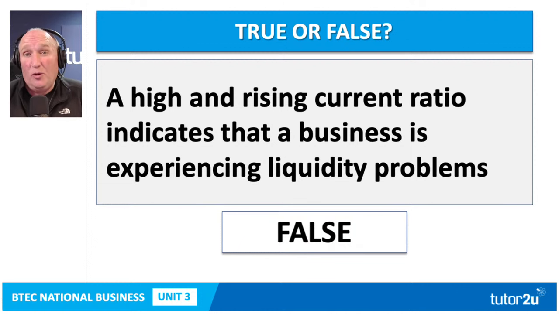It's false, isn't it? In fact, it's the opposite. A business that's got a high and rising current ratio, that would suggest its liquidity problems are getting better, because it must mean that its current assets are growing more than its current liabilities. In other words, maybe it's got more cash, more receivables, or less current liabilities. So normally a high and rising current ratio isn't a symptom of liquidity problems. If anything, a business has got too much cash. Maybe you should spend it on something.